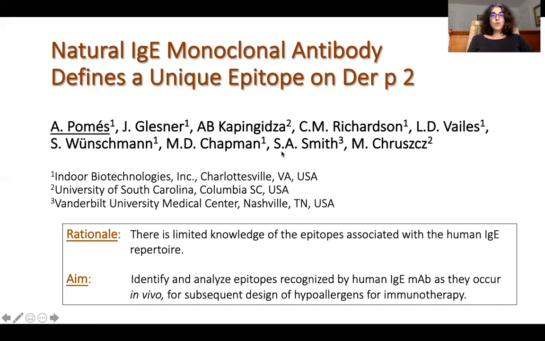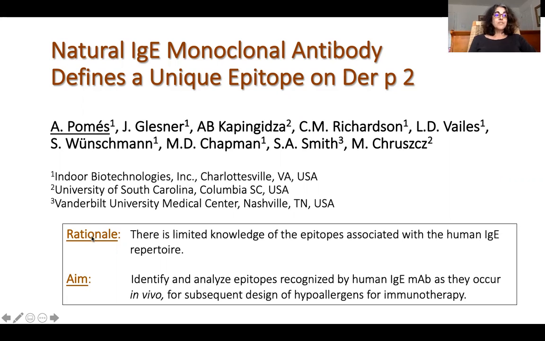Natural IgE monoclonal antibody defines a unique epitope on DERP2. This study was performed by Indoor Biotechnologies in collaboration with Dr. Max Cruz from the University of South Carolina for the crystallographic studies and with Dr. Scott Smith from Vanderbilt University Medical Center for the isolation of human IgE monoclonal antibodies.